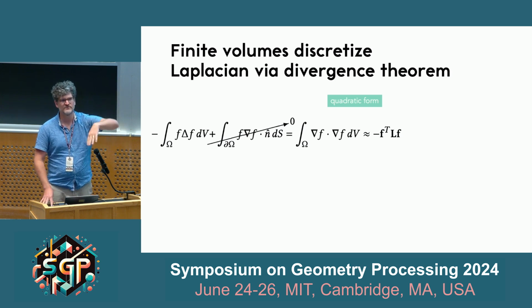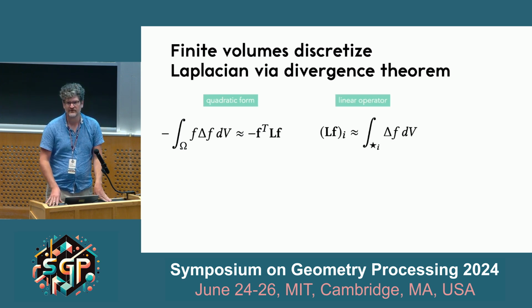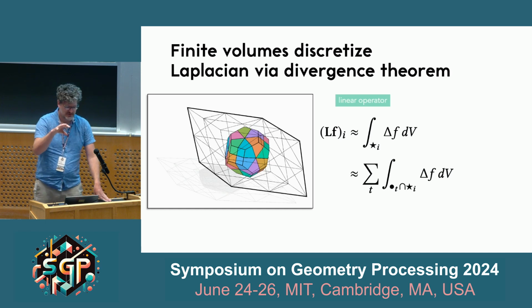And for now, we will assume that those boundary terms go to 0, which is the natural thing to do in this case. If we see this quadratic form, we can equivalently look at the linear operator view. So now we're looking at what does L do when you multiply it by f at a particular vertex. Again, we'll take that local volume around a particular vertex, and we can write a contribution of each of the tetrahedron to that vertex's value.